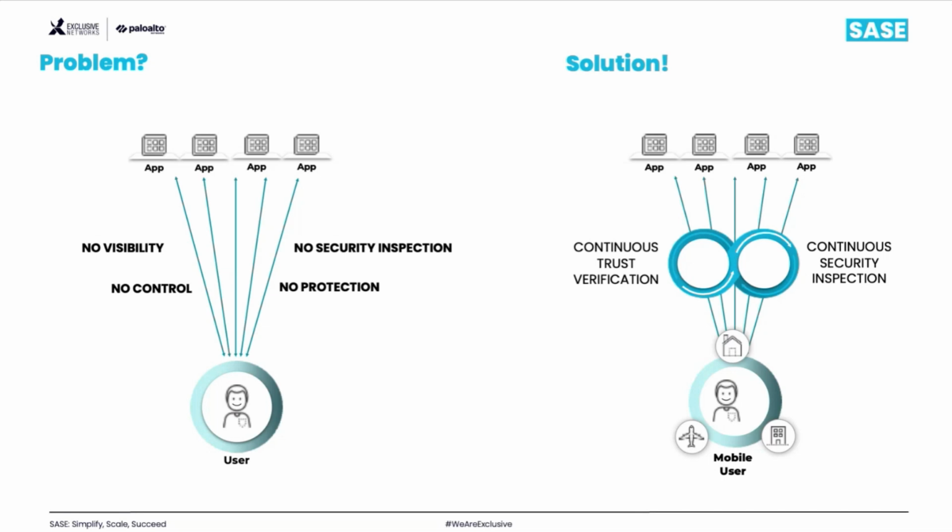So we're going to continuously check who is the user, what is the device he's using, and what is the application he's accessing, as well as performing deep packet inspection. So that's where the threat protection and the data loss prevention kicks in. And the final goal is to make sure that that user has the best user experience to access any kind of application, whether it's a private application, a cloud-based application, or a traditional website, right?